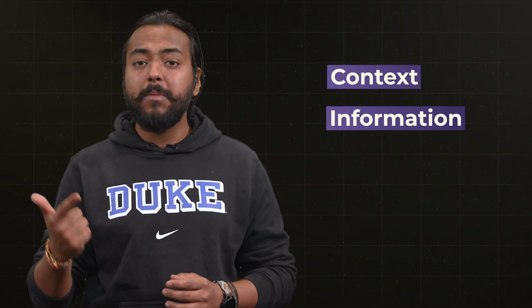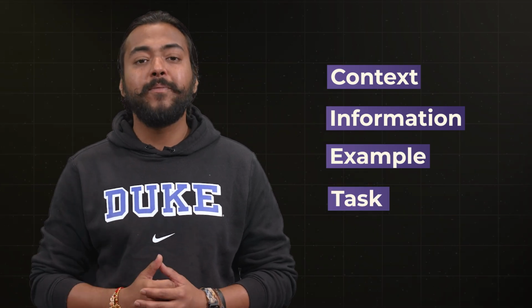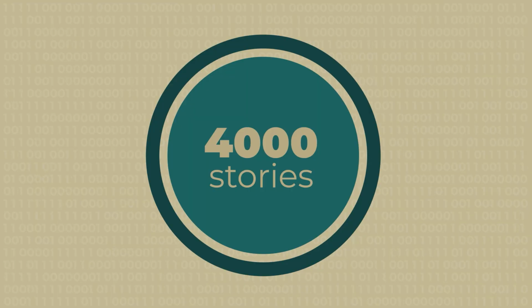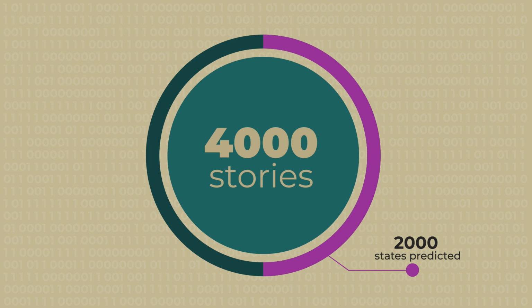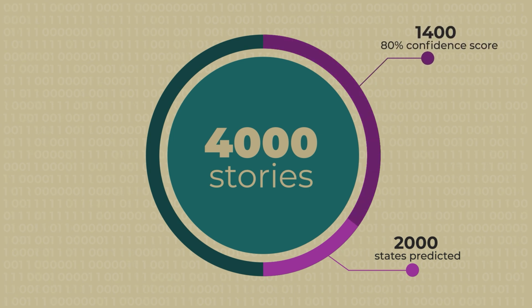After several iterations, I refined the prompt for Gemini API and included example JSON output for better parsing. The prompt has 4 elements, namely context, information, example, and task. Out of 4,000 stories, the AI predicted states for about 2,000. Of these, 1,400 had a confidence score above 80%, indicating reliable predictions.